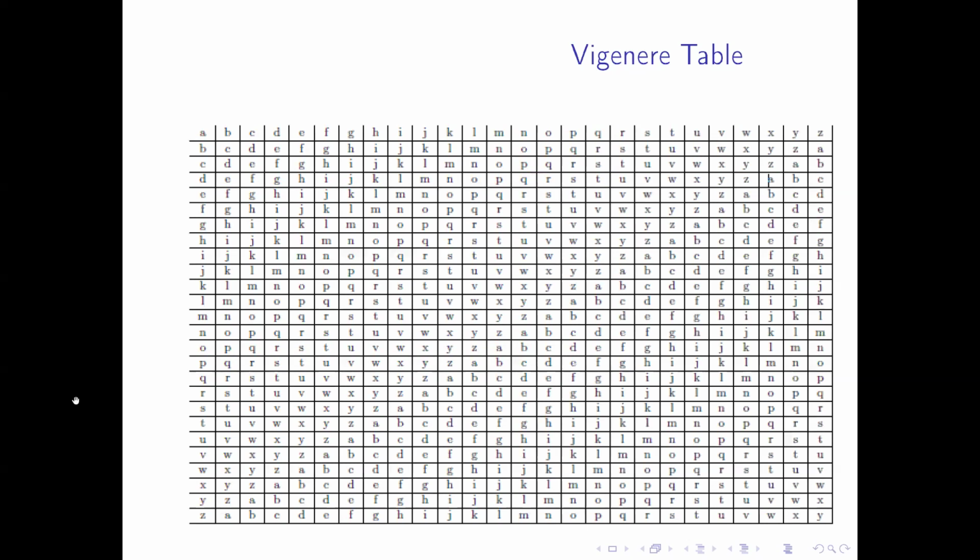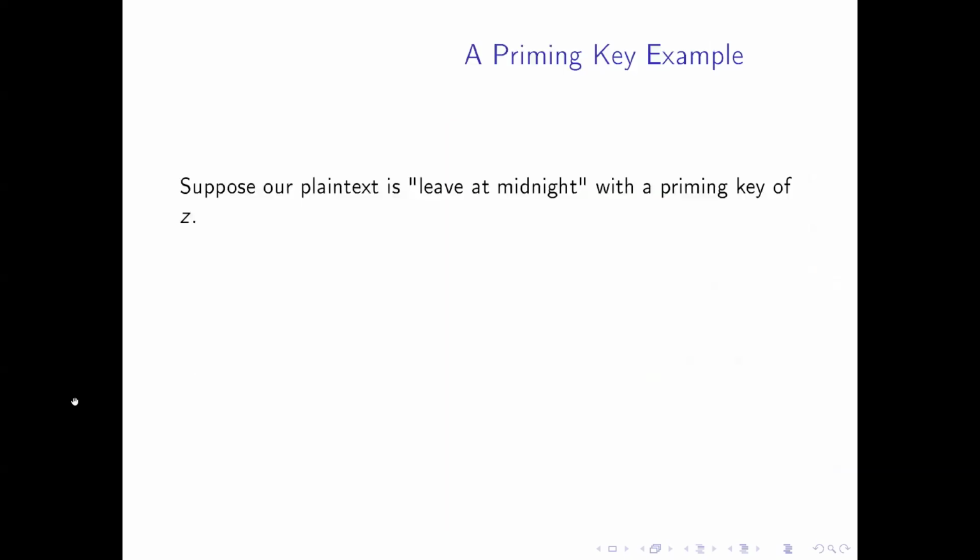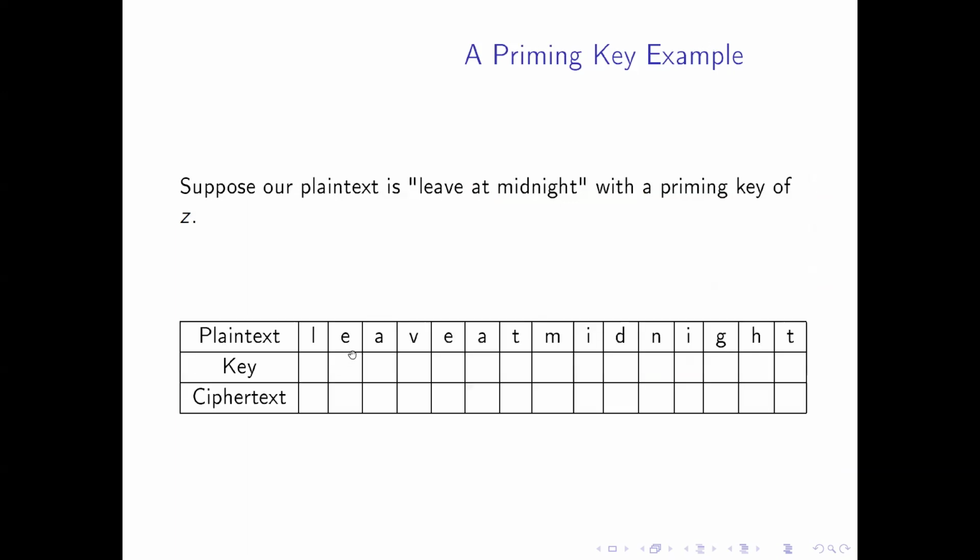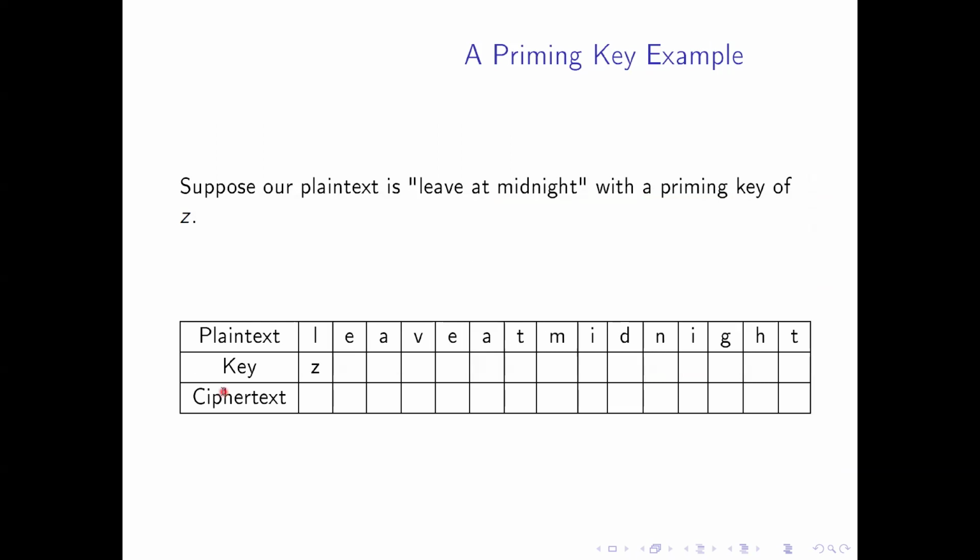All right. Another key thing to talk about is what's called the priming key. A priming key means we are going to actually use our message as the key. To see this, I'm going to take the message, "leave at midnight." I'm going to get rid of my spaces, and I just have leave at midnight as one giant solid block of letters. What I then do, and this is where it gets fancy, is I start off by putting Z down. This is how I encrypt it.